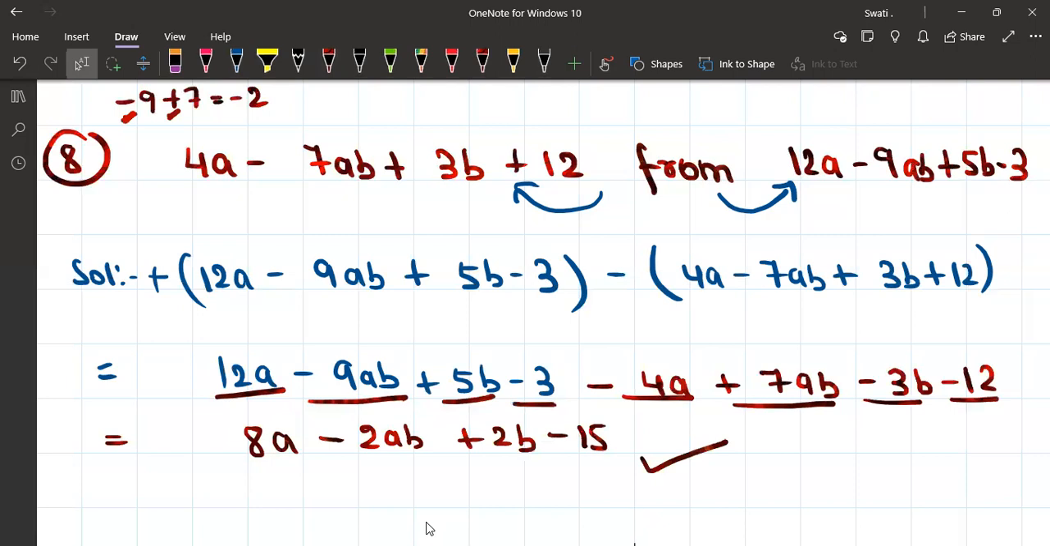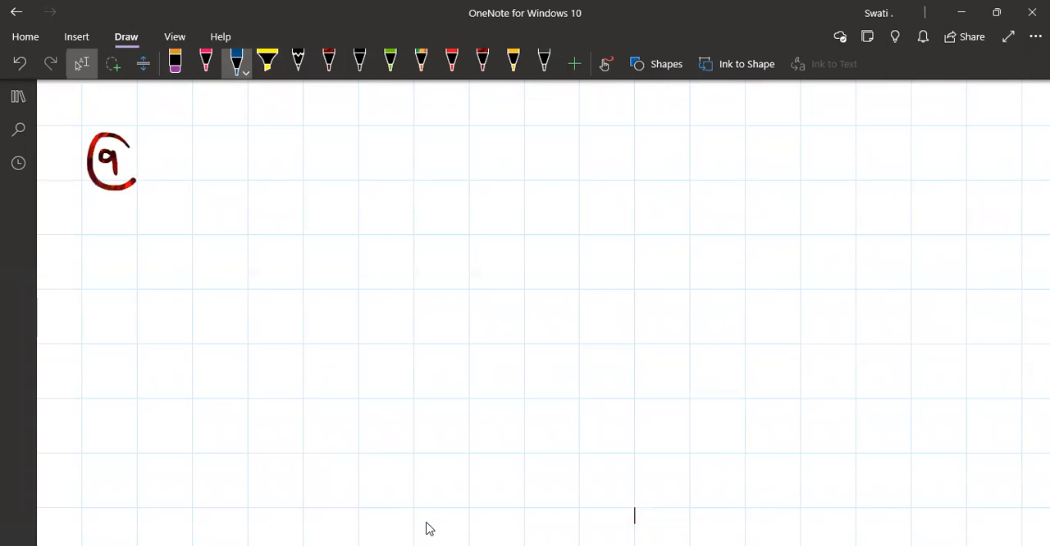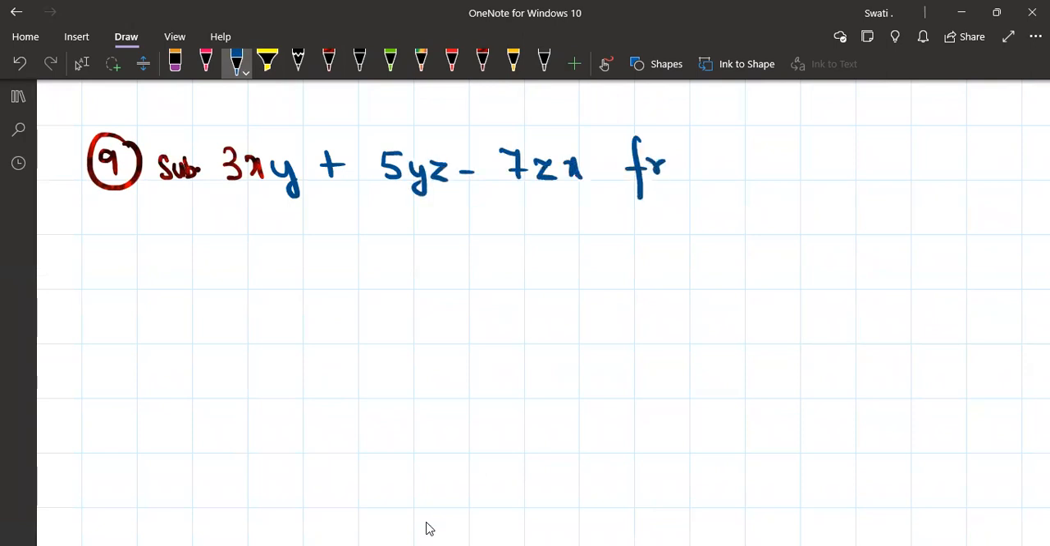All right, so now we can go to the 9th question. Let's do the 9th question. And in the 9th question, again, we have to subtract only. So in the 9th question, we need to subtract 3xy, okay, I'm just using the short form, subtract 3xy plus 5yz minus 7zx from 5xy minus 2yz minus 2zx plus 10xyz.